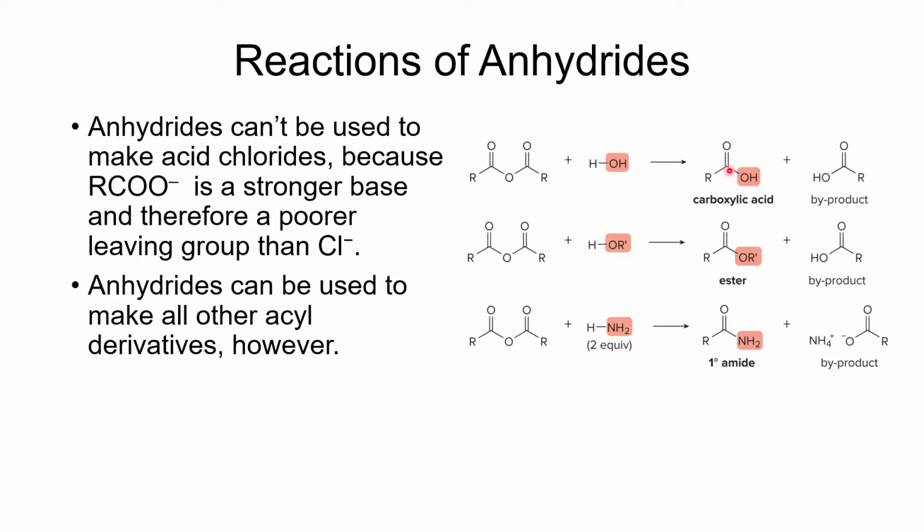So we can make the carboxylic acids if we add water to it, and we'll actually get 2 equivalents of the carboxylic acid. If we react alcohol with it, we will get an ester plus the carboxylic acid. And if we react the amine with it, and again, we'll need 2 equivalents here. If we react the amine with it, we will get a primary amide and then the ammonium carboxylate, the conjugate base of whatever this is. So we'll get that ammonium salt.